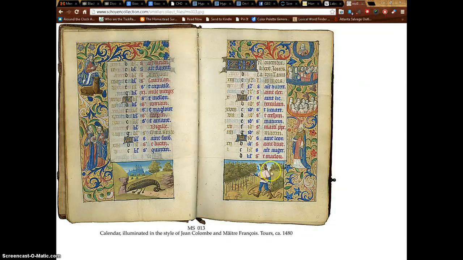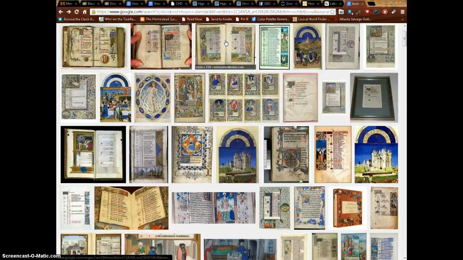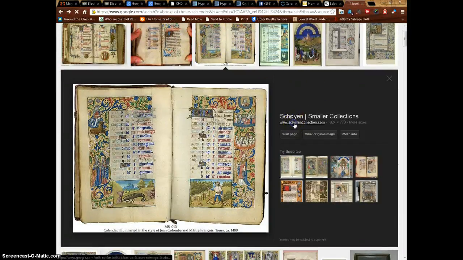So basically, these are the things that I would be writing down in my analysis. If I knew more about it, I'd make sure that I had the date. That CA means circa, or around. And I'd put the MS 013. And I'd like to know where it came from. So I'll go back to my image, and this is from the Choyant collection.